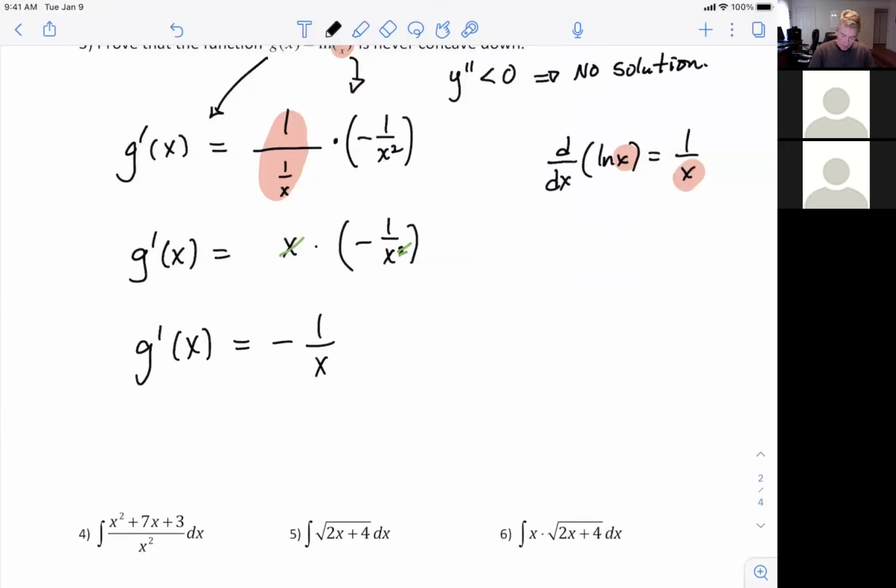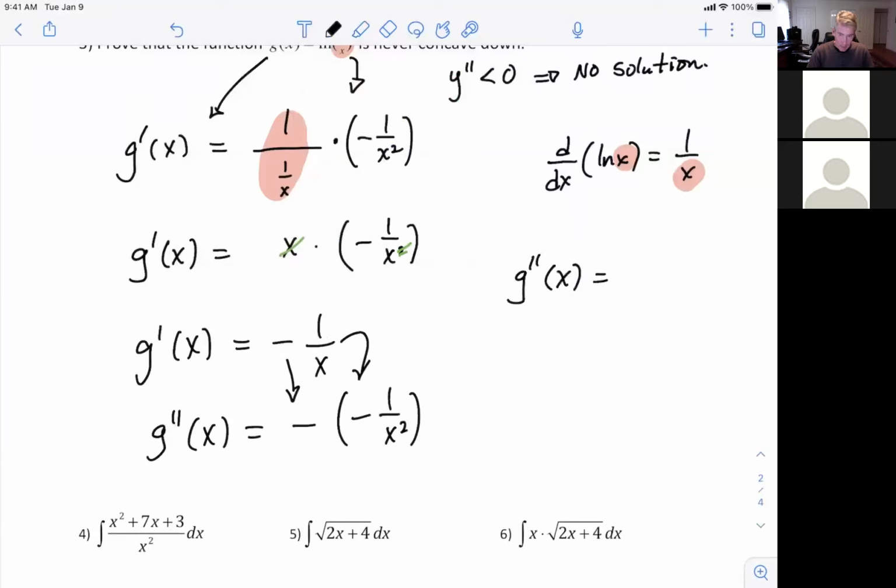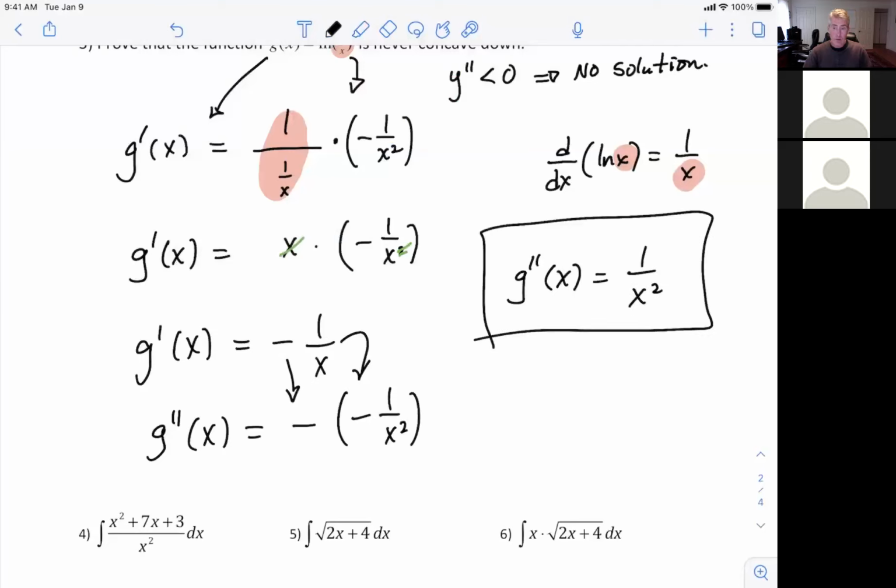Well, like I said, the derivative of 1 over x is negative 1 over x squared. So the second derivative here, well, the negative sign that was already there stays there. And then for the derivative of 1 over x, that'll be negative 1 over x squared. And then those two negatives will cancel, which means that the final answer for the second derivative is just 1 over x squared.